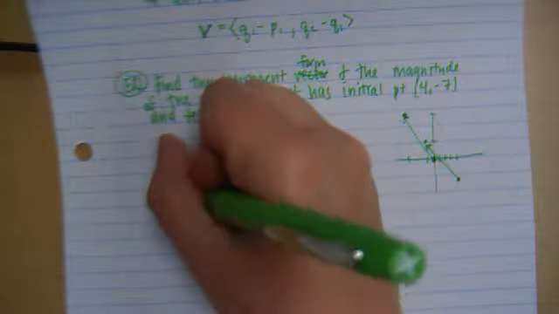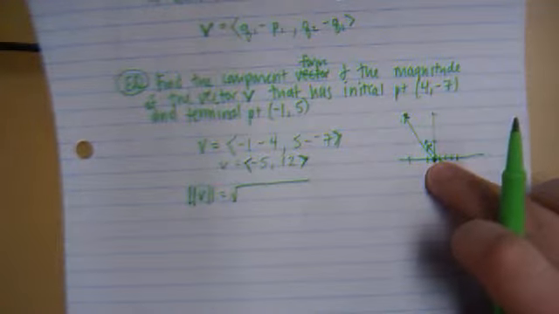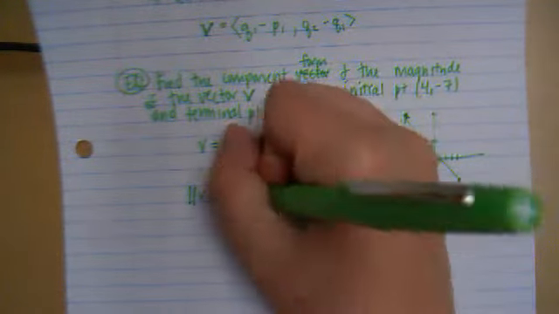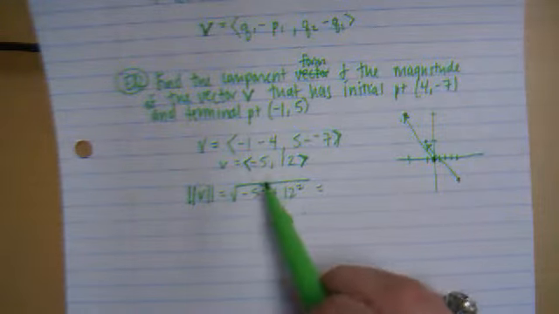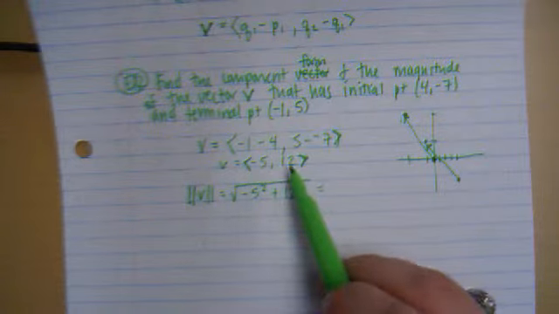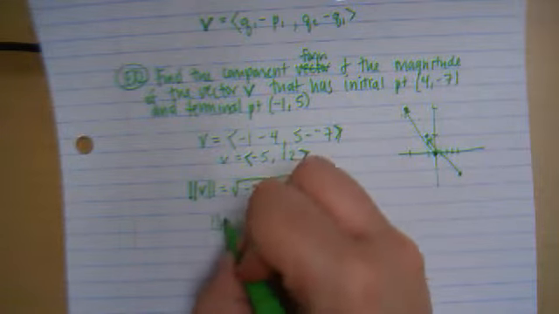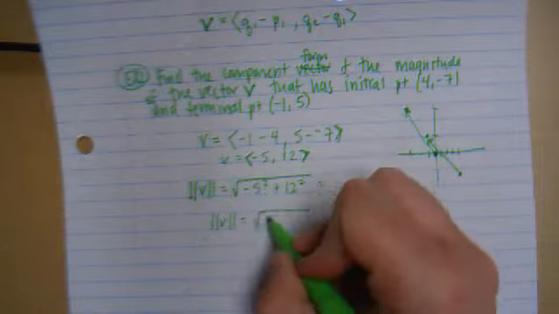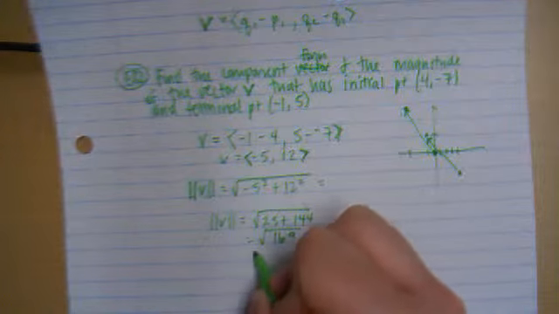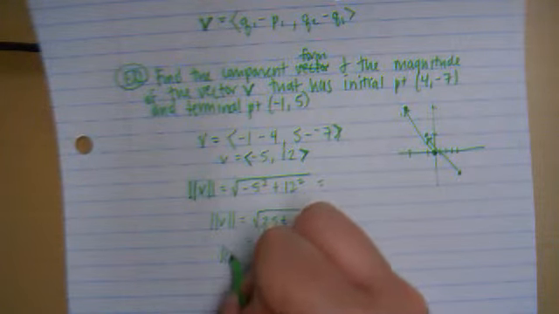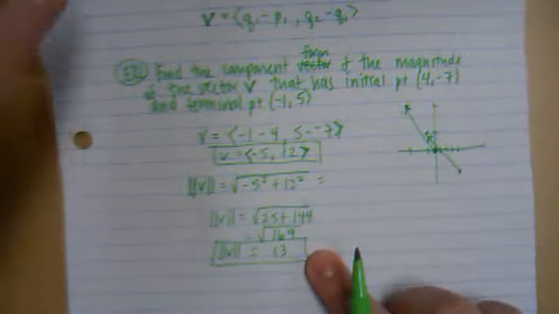Now I need to find the magnitude. So the magnitude of v now, because it starts at the origin, I'm just going to take these numbers and square them and add them together, because it would be using -5 minus 0, or 12 minus 0. We don't have to worry about the zeros because it keeps the numbers the same. So this becomes square root of 25 plus 144, which is the square root of 169, and the square root of 169 is 13. So your magnitude is 13. So here are your two answers, your component form and your magnitude.